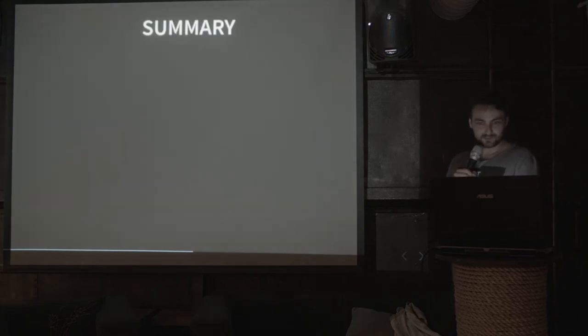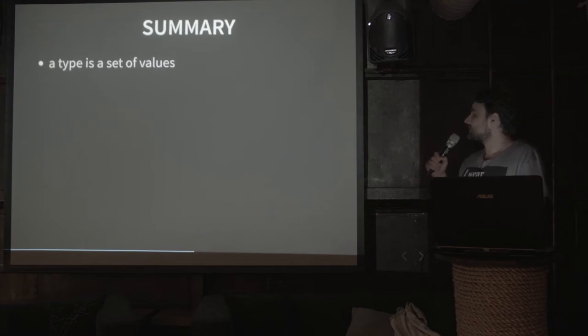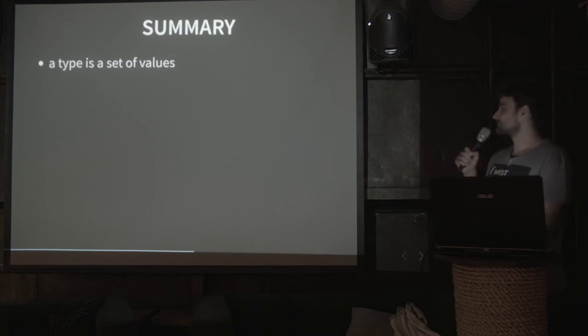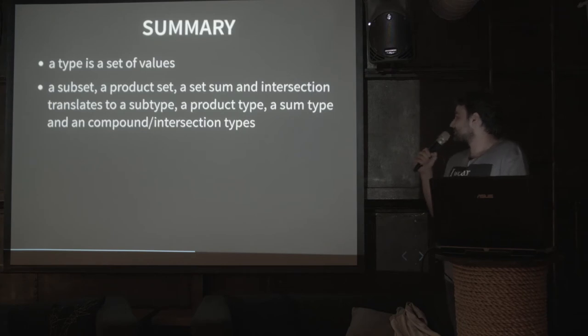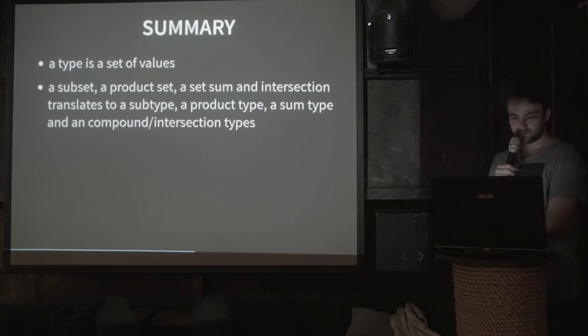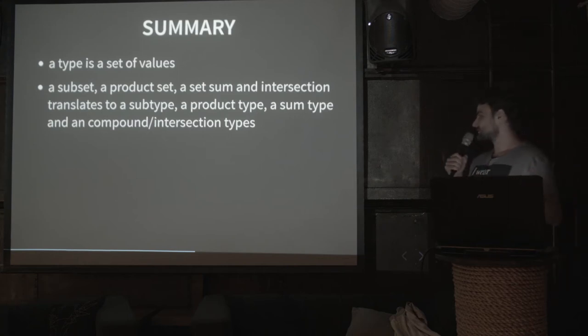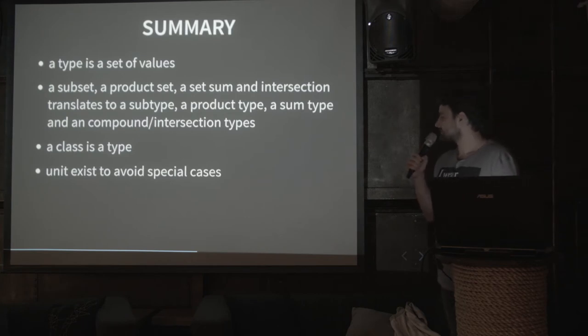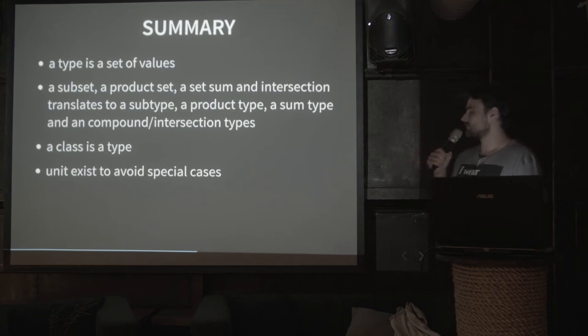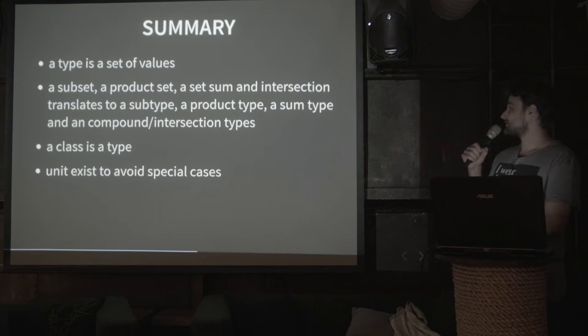So let's do a small summary, then we can make a break and move on to something more advanced. A type is basically a set of values. That's the most intuitive way to think about it. Just like with normal sets in set theory, we can create a subset or subtype, we can create a product set or product type, a sum set and intersection, which would translate to compound intersection types and sum types. Class is also a type, and Unit exists only to avoid some special cases when a function doesn't return any value. We'll just return Unit and have a consistent system of thinking about functions.